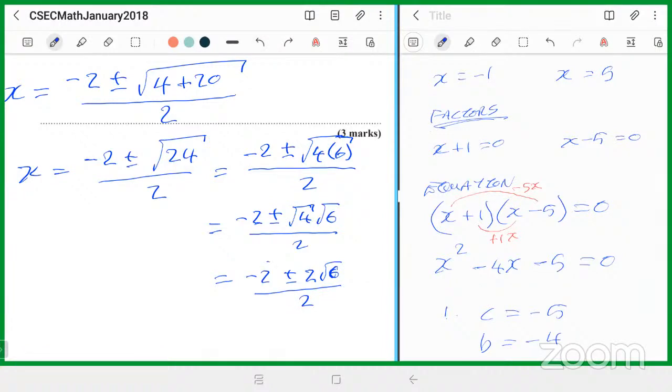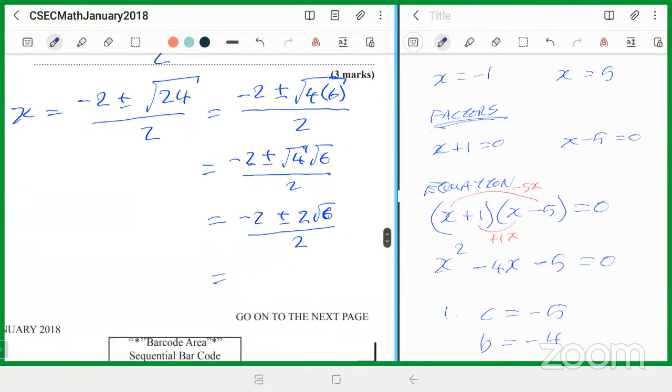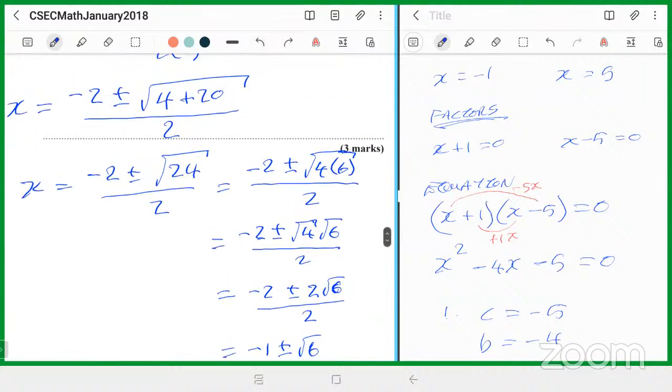And then you're dividing each of these values by the 2 underneath. When you divide the negative 2 by the 2, you get negative 1 plus or minus. When you divide the 2 times root 6 by the 2, the 2's cancel and leave us with root 6. And that is how they get the minus 1 plus or minus root 6 right here.